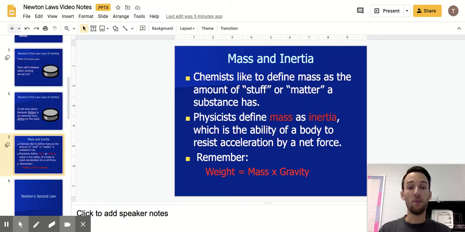So if we go to the moon, my mass, what my body's made up of, does not change, but our force of gravity does. So my weight on the moon would be less than what it is on Earth.